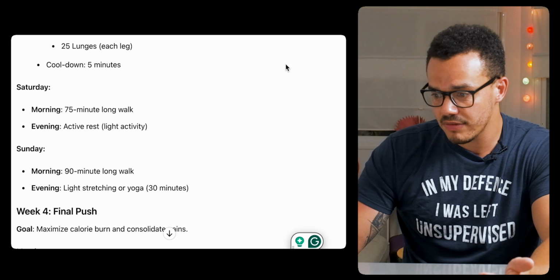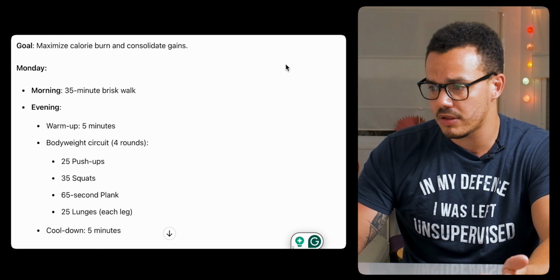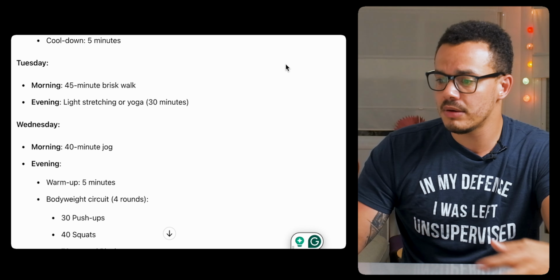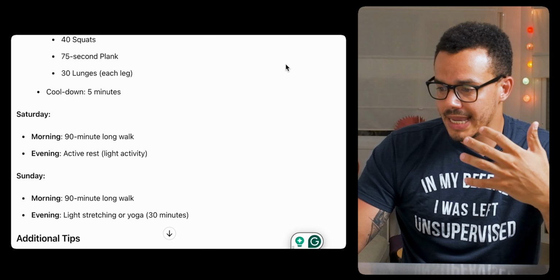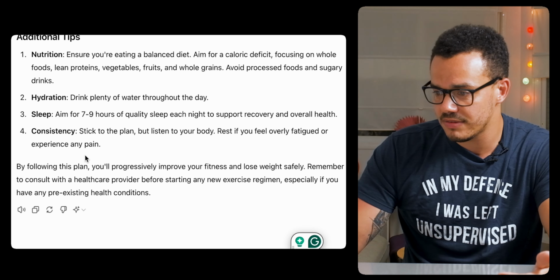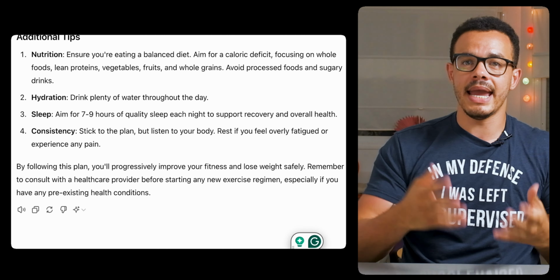It is really intuitive. And then week 4, the final push, the goal, maximize the calorie burn and consolidate gains. There you go, I was a bit slow pronouncing that. But again, get the idea, and the intensity is building up. So again, scroll through, additional tips, nutrition, hydration, sleep, consistency. By following this plan, you'll progressively improve your fitness and lose weight safely. Remember to consult a healthcare provider, and all of that. Again, but use a bit of common sense, basically. It gives you a much better answer. And again, comparing ChatGPT to Perplexity for this specific thing, ChatGPT has given you a better answer, in my opinion.